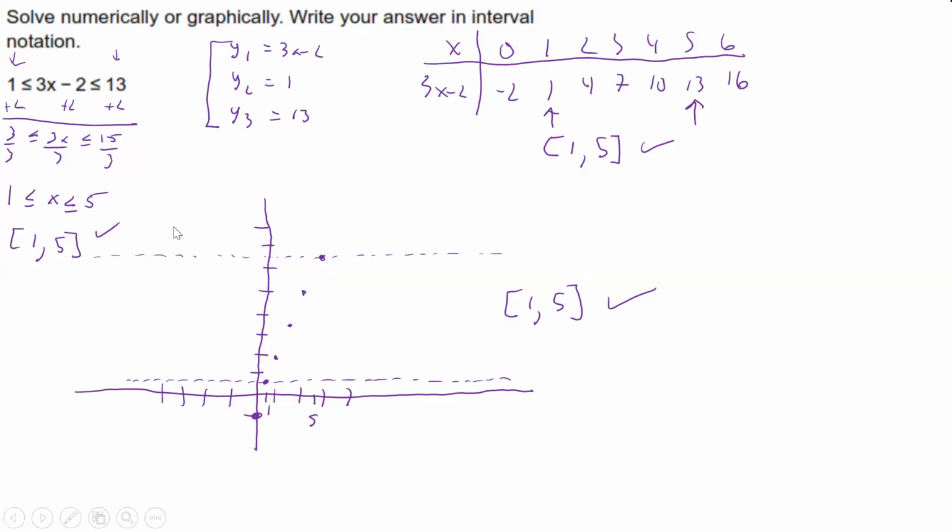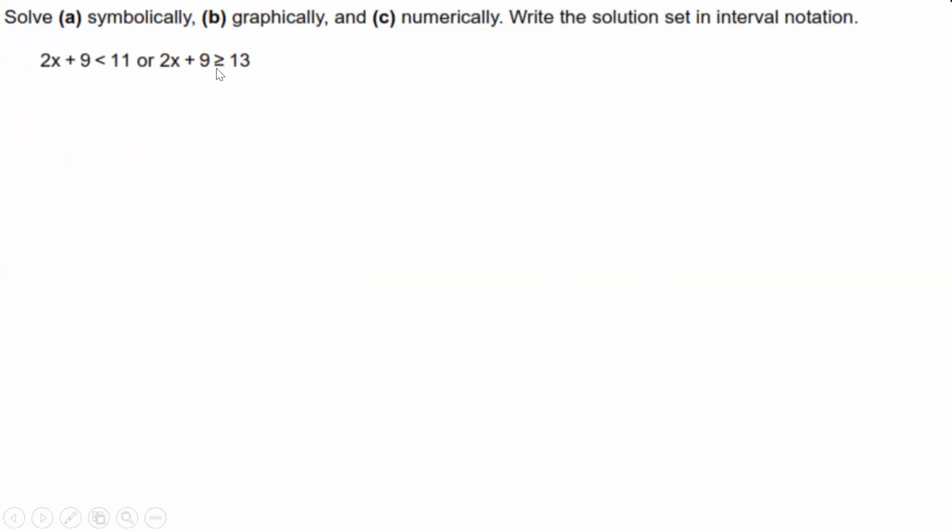Okay, let's do it again, except now we're going to use this. And so with this one, symbolically, easy, we just subtract 9, subtract 9. So 2x is less than 2, divide by 2, divide by 2, x is less than 1. All right, so subtract 9, subtract 9. 2x is greater than or equal to 4.